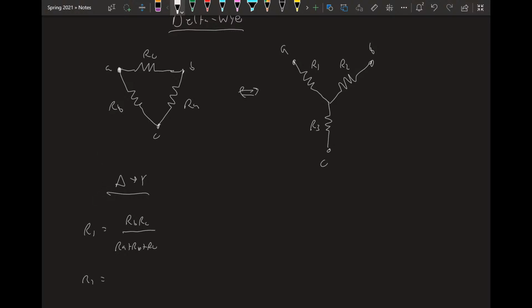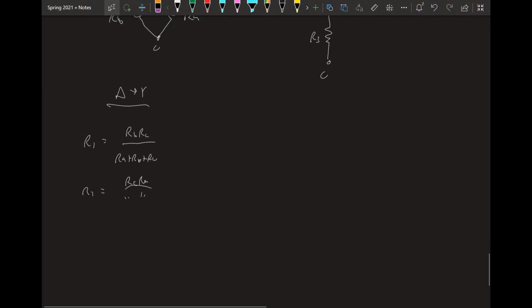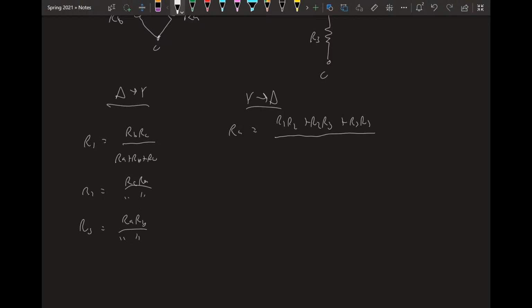R2 is going to equal RC or RA over that same denominator. And R3 is going to equal RA, RB over that same denominator. And then for Y to delta, RA is going to equal R1, R2 plus R2, R3 plus R3, R1 over R1. RB is going to equal that same numerator over R2. And RC is going to equal that same numerator over R3.